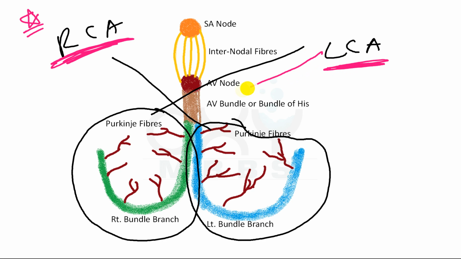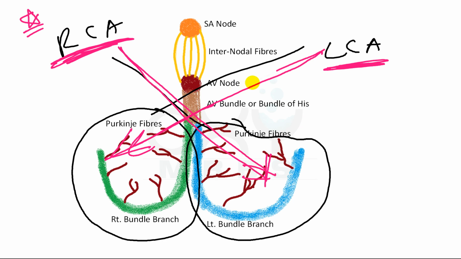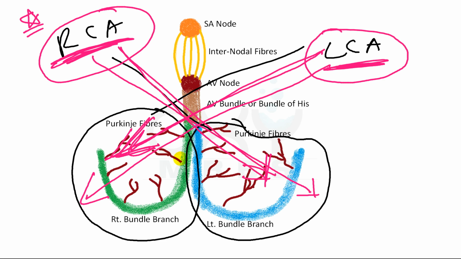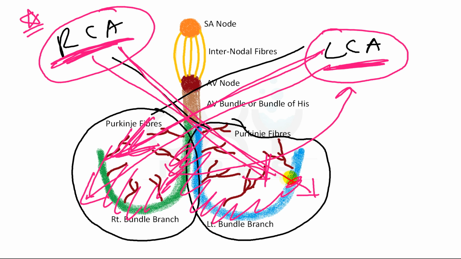And now just make a crisscross in between the right and the left coronary artery. So this will form an X, and this X will remind you that the left coronary artery will come on the right side and the right coronary artery will come on the left side. So in this way you can remember that the right bundle branch is supplied by the left coronary artery while the left bundle branch is supplied by the right coronary artery.